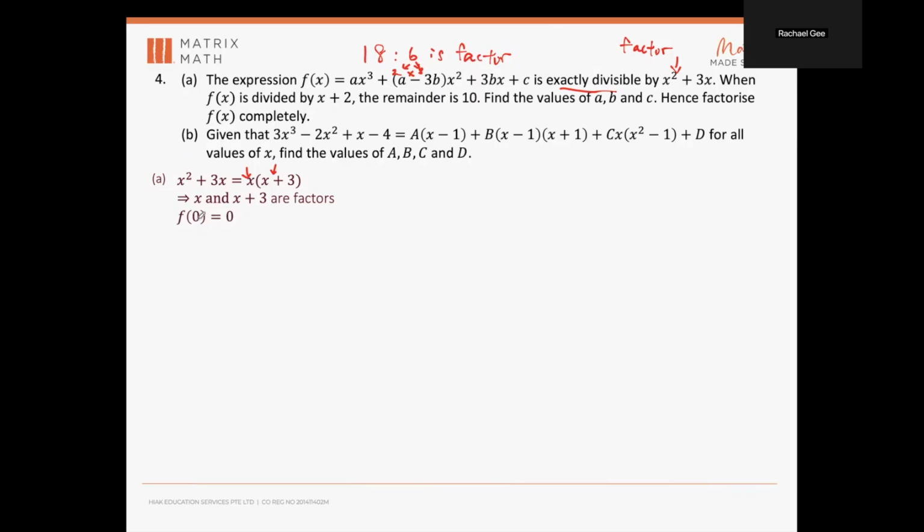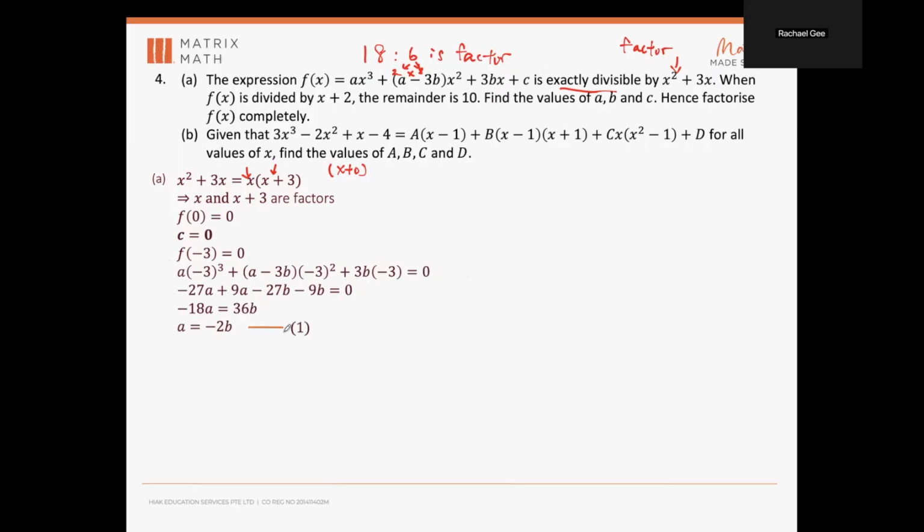So f(0) is equal to 0, because this is x plus 0. So x equals to 0, c equals to 0. Because if you put 0 here, here will be gone, here will be gone, here will be gone, then you're only left with c. When f(-3) equals to 0, you sub in x equals to minus 3, you'll get this equals to 0. You further simplify, expand out, clean up a bit, you'll get a equals to minus 2b. This is your first equation.